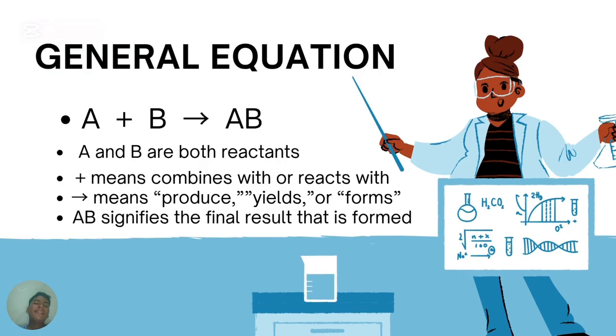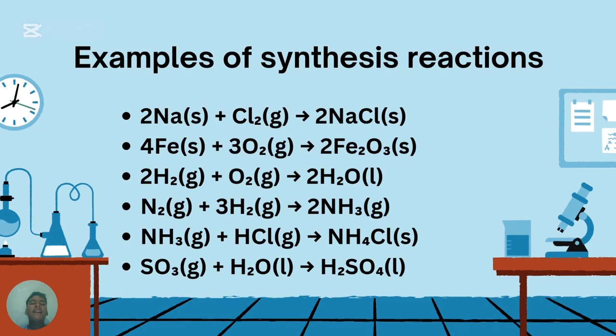The general equation here is as stated, and A and B are both reactants, plus means combine with or reacts with. The arrow means produce, yields, or forms. AB signifies the final result that is formed. Then we have some common examples here. We have sodium mixing with chlorine gas to form sodium chloride as a solid.